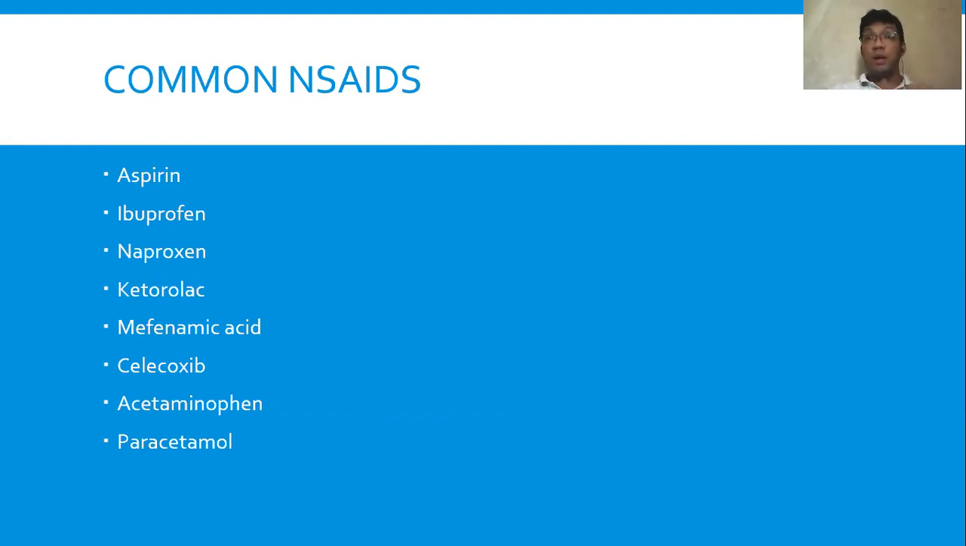Rubor, like ruby, it's color red, redness. Calor, like calorie, heat. Dolor, pain. So if you know someone named Dolores, that means pain bringer. No, it's just a joke. But dolor is Latin for pain. You also have tumor. That's what tumor is all about. There's swelling and loss of function for functio laesa. So always remember those five cardinal signs.